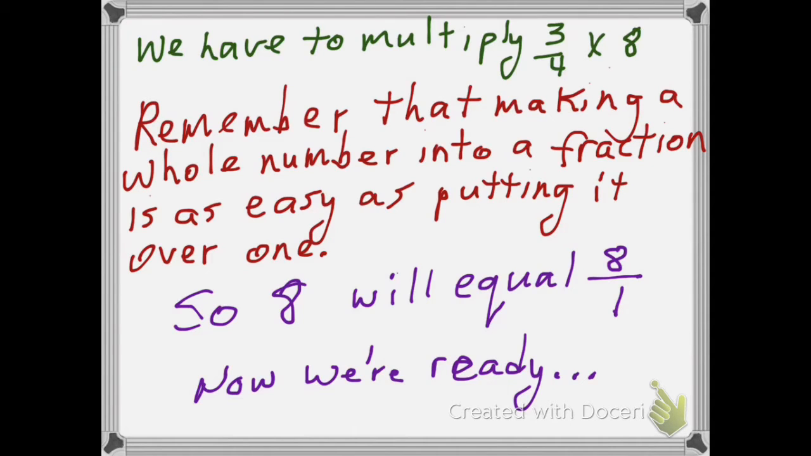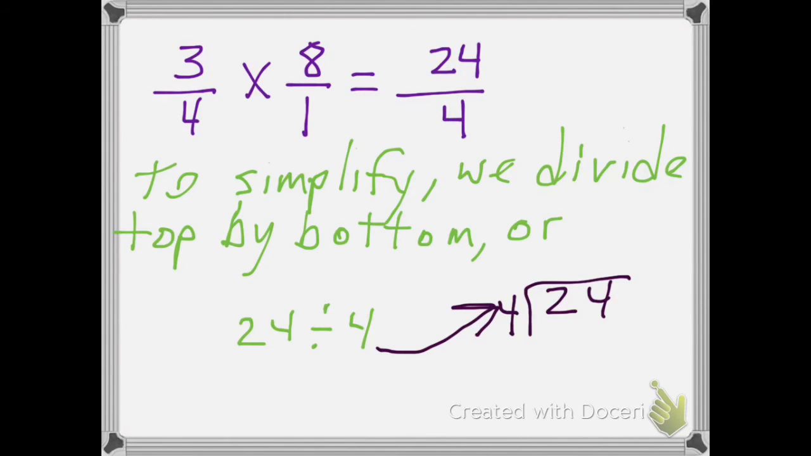Remember, making a fraction out of a whole number is easy. All you have to do is put it over 1. So 8 will just equal 8 over 1. Now we're ready to multiply. 3/4 times 8 over 1. We multiply across the top, we get 24. We multiply across the bottom, we get 4.